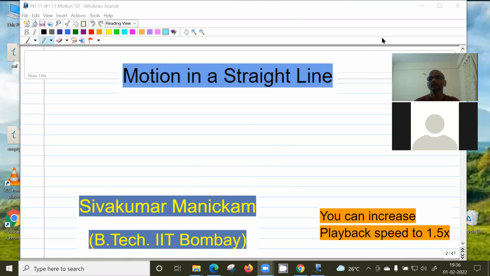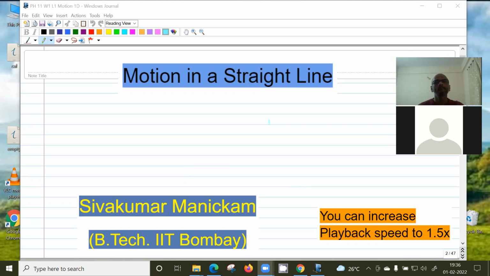Okay, shall we start? So today I will discuss motion in a straight line. So you know which chapter is this one?